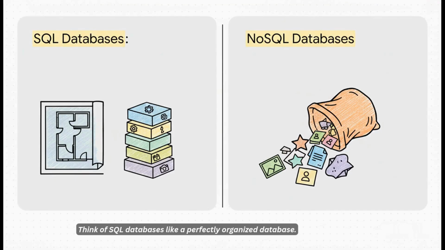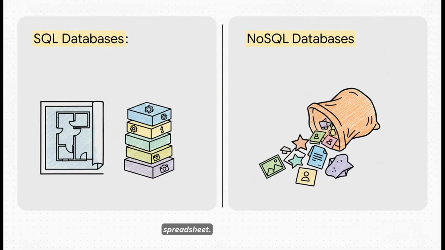Okay, one of the very first decisions you'll make is about your database. Think of SQL databases like a perfectly organized spreadsheet. Everything is structured with clear columns and rows. You have to define that structure before you put any data in. That's what schema on write means. On the flip side, you have NoSQL databases. These are your go-to for messy, unstructured stuff like social media posts or sensor data because they're super flexible.